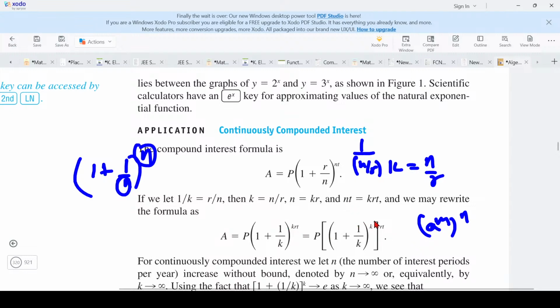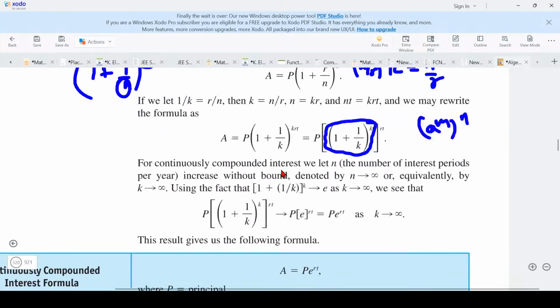Why are we doing all of this? Because we know this part is actually equal to e. We don't know about this part. We are trying to manipulate this one to express this expression in terms of e. So this one became what? E power rt. Agree?